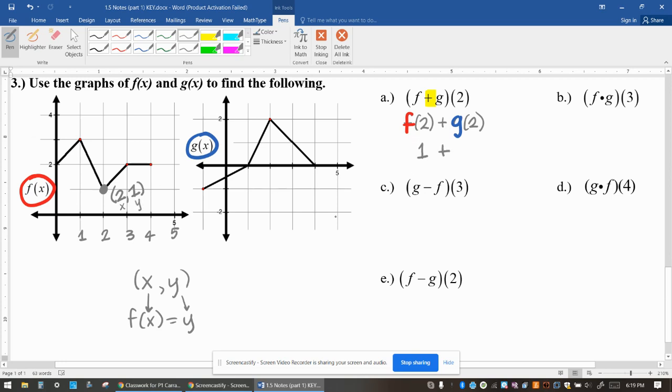I'm going to add that to g of 2. For g of 2, I'm going to follow that till I hit an ordered pair on the function. So this ordered pair is 2, 2. G of 2 is 2, because that is the y value that corresponds to the x value of 2. All right, so f of 2 equals 1, g of 2 equals 2, and then I can go ahead and add those and get 3.